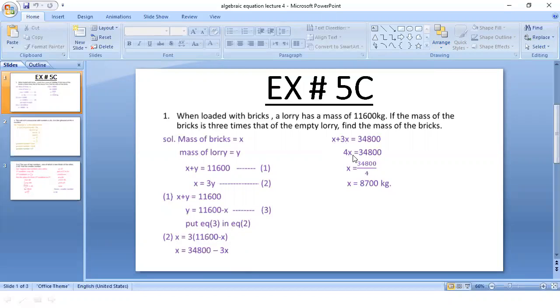Now the next step, 4 is multiplying with x. In the next step we will shift 4 to the right hand side of the equals to, and 4 will come in division here. Now we will divide 34800 by 4. We will get 8700 kg. Okay, this is the value of x. So we have now the mass of the bricks, because mass of the bricks was x and we have found it.